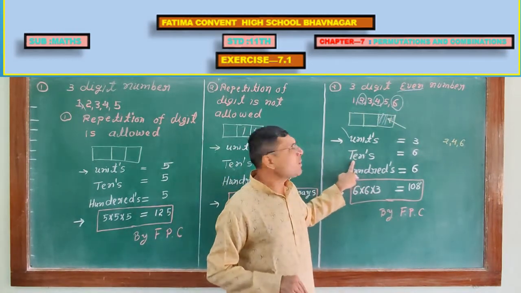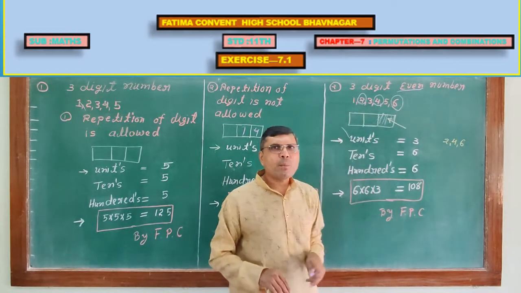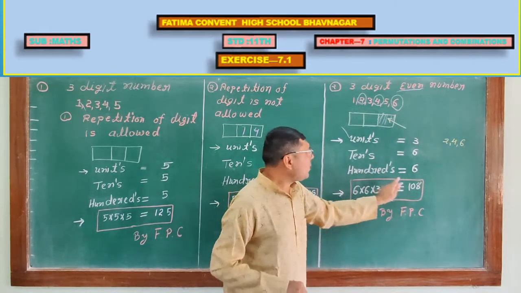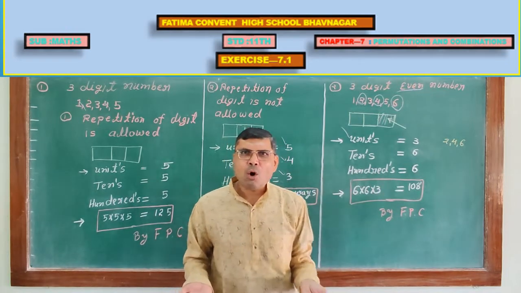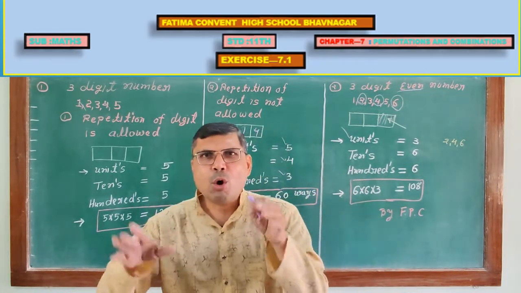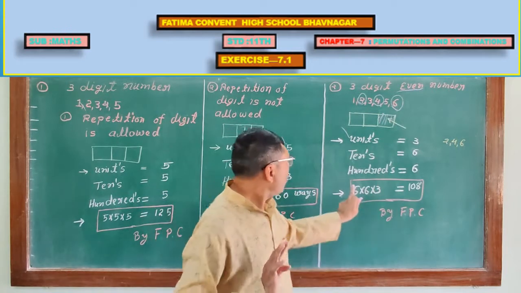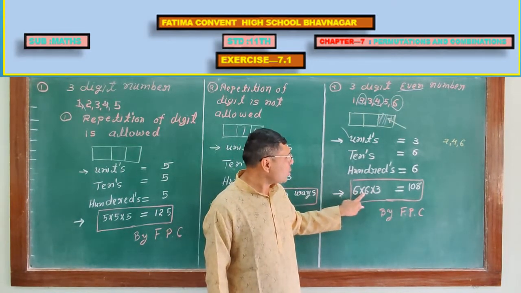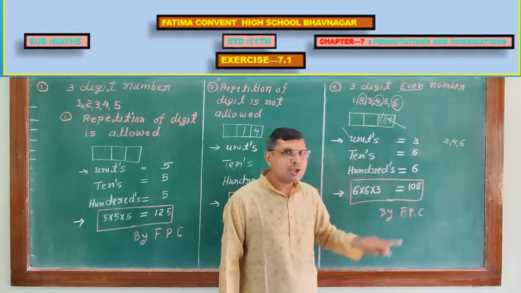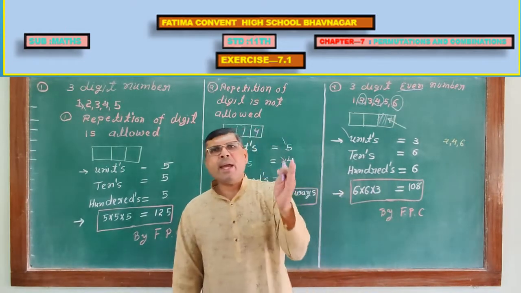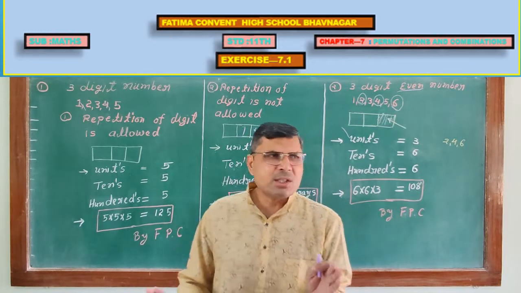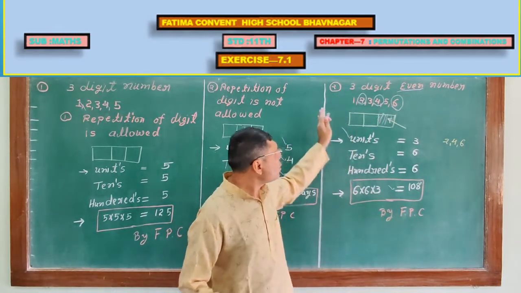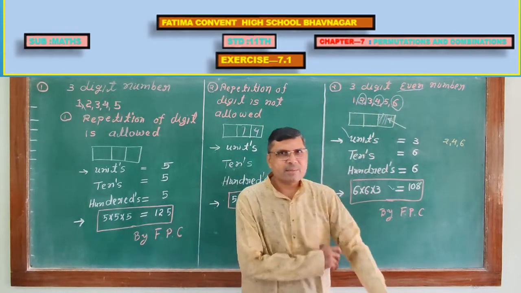Since repetition is allowed in this case, no need to worry. For the 10th place, I can select any number from here, that is 6 choices. Then for the 100th place, I also have all 6 choices. So according to the fundamental principle of counting, 6 into 6 into 3, that is 108. 108 numbers are there which are even, using 1, 2, 3, 4, 5, 6.